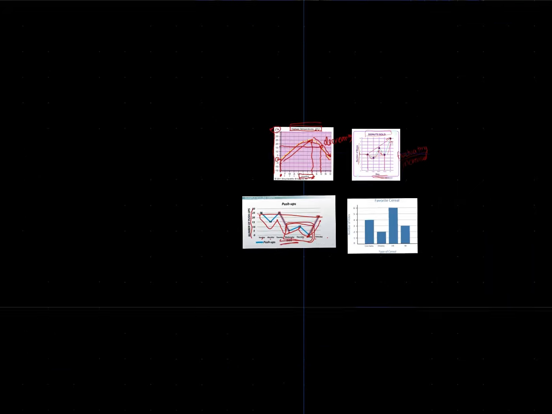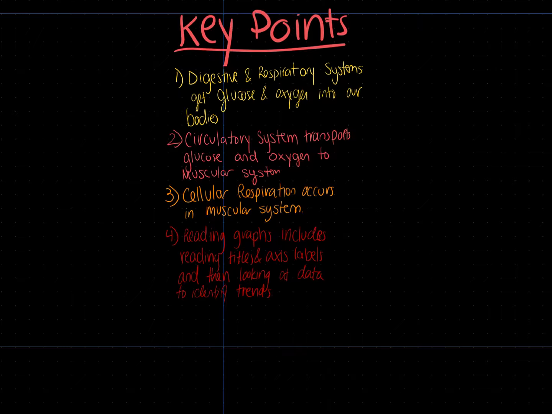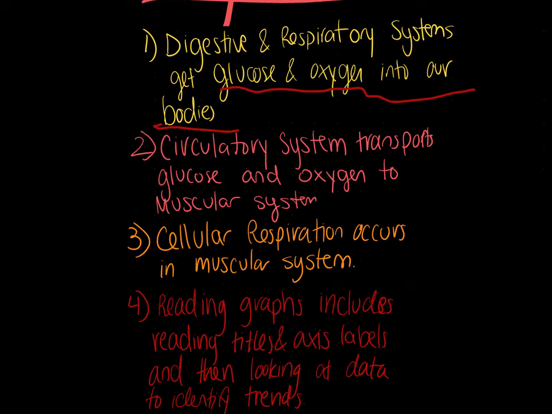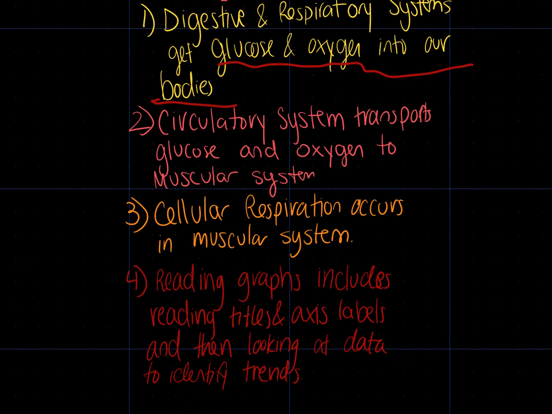All right, guys, that is your video today. And let's look at our key points here. So number 1, digestive and respiratory systems get glucose and oxygen into our bodies. The circulatory system transports that glucose and oxygen to the muscular system, so it's the transporter. We remember that cellular respiration actually occurs in the muscular system. So digestive, respiratory, circulatory, and muscular, those are our main 4 systems involved in cellular respiration.